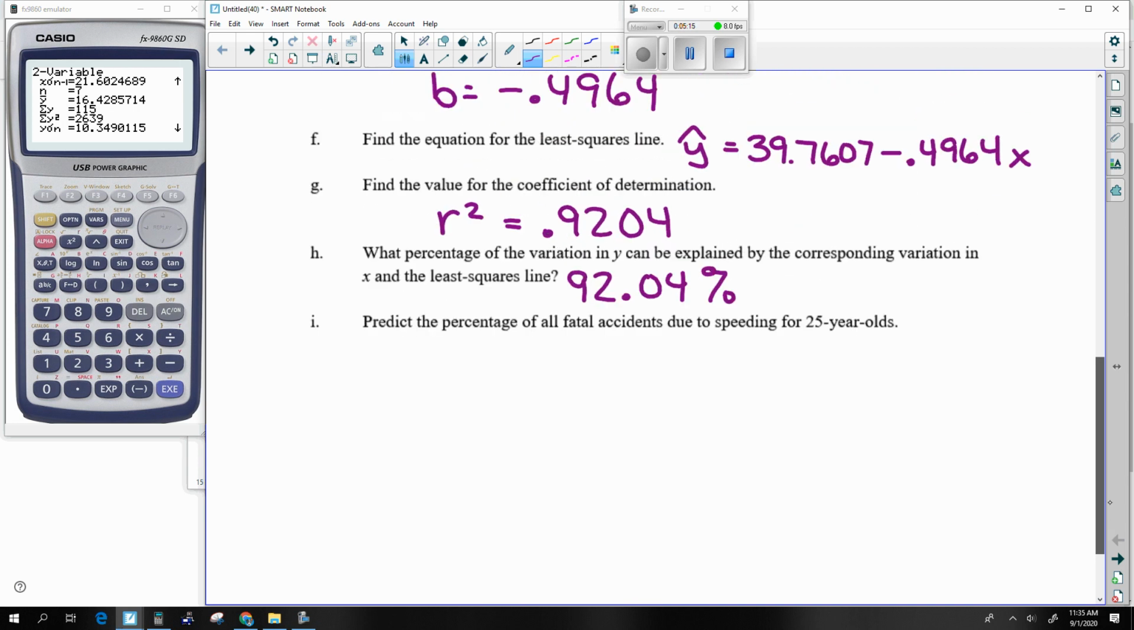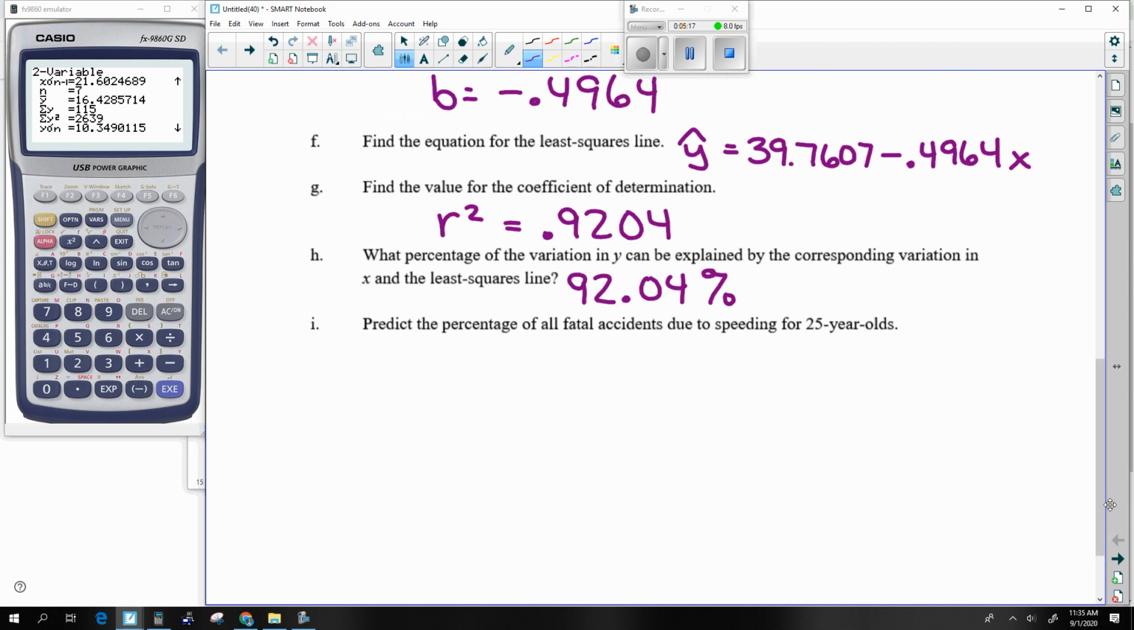All right, last but not least is this letter I, and it's asking me to make a prediction. So what you do is this, and you need to show a little bit of work when you do this one. So you begin by the formula that you wrote down in F, the formula of the line. So that's 39.7607 minus 0.4964x.